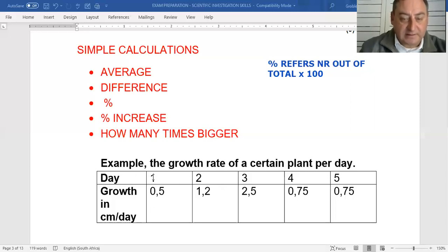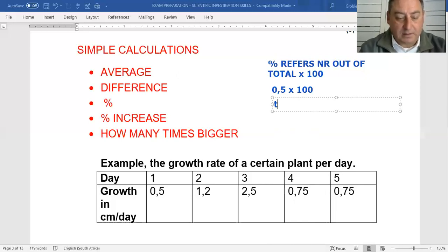So then you say, right, the number is 0.5. So let's do that. Now I want to calculate the percentage. So you're going to say 0.5. We always multiply by 100 because that's what percentage is all about. And then you say to yourself, so it's that 0.5 I must express now as a percentage divided by the total. So I must add up the total here because that is what percentage is all about. It's all about the number out of the total.